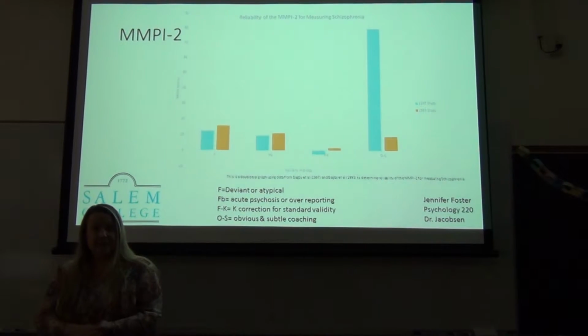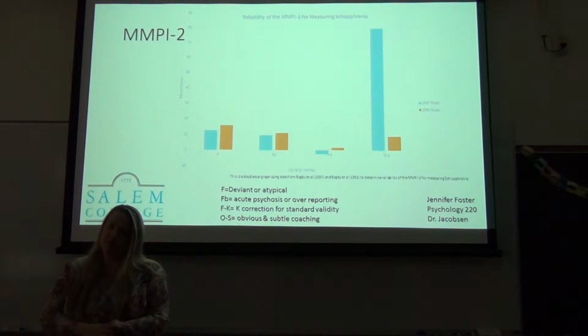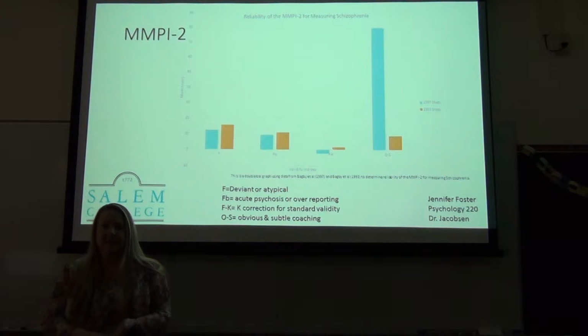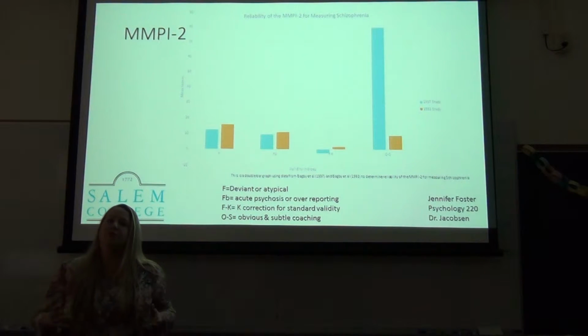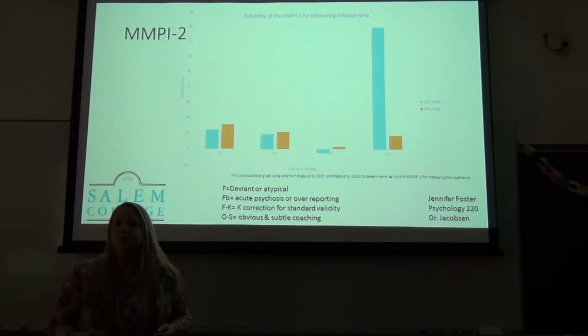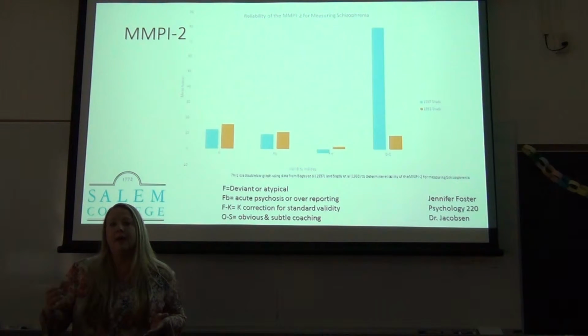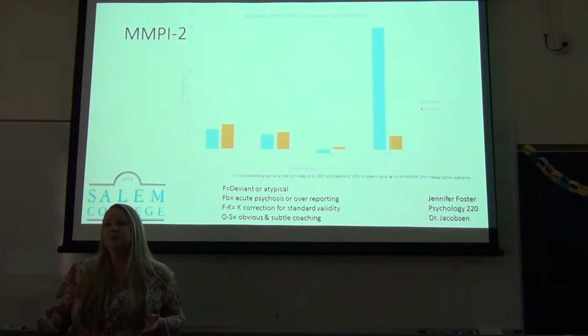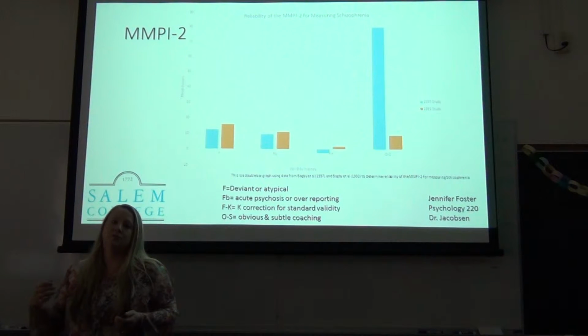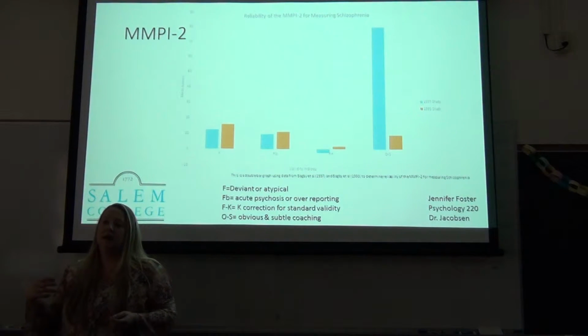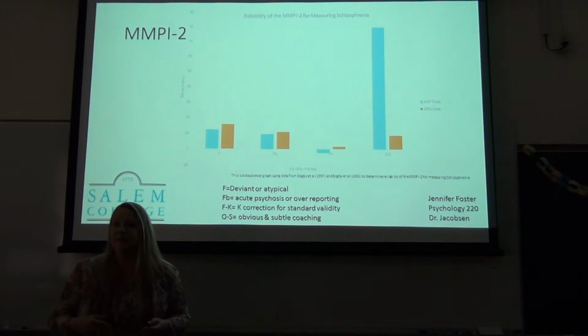For my psychological test, I did the MMPI-2, which is the Minnesota Multiphasic Personality Inventory 2. So it's the revised edition. This is a true-false self-reporting questionnaire that has 567 items on it. It is used to determine normal from abnormal population.